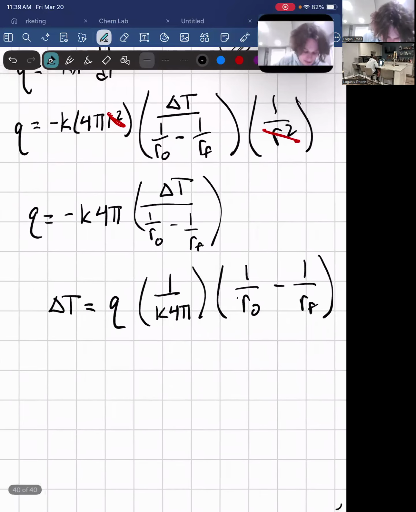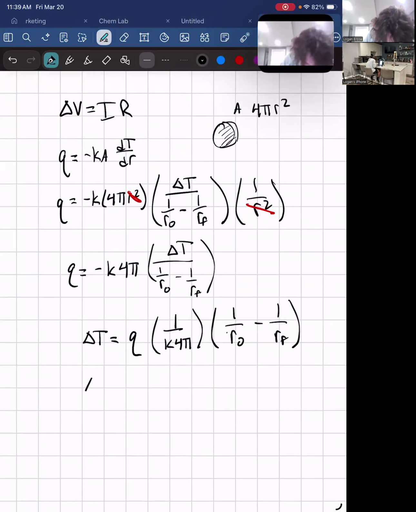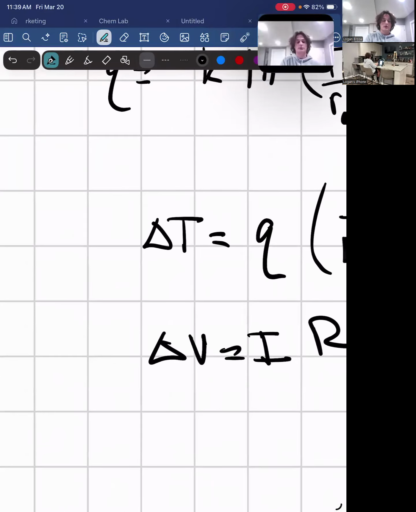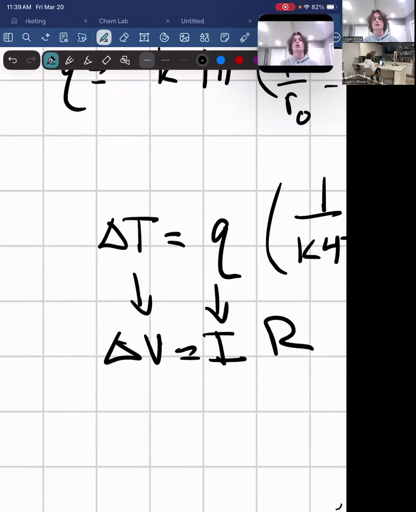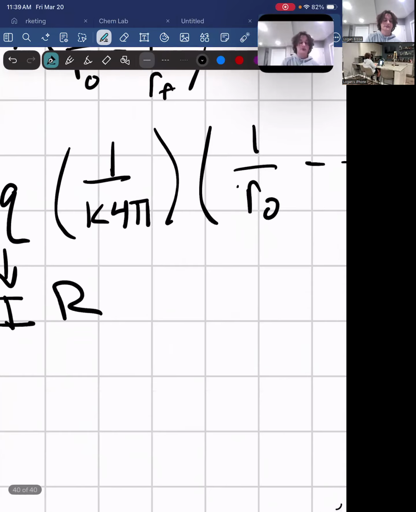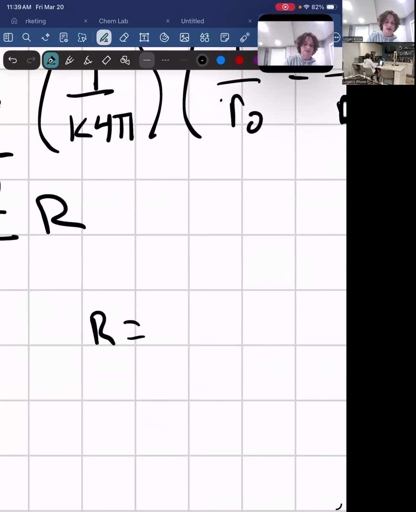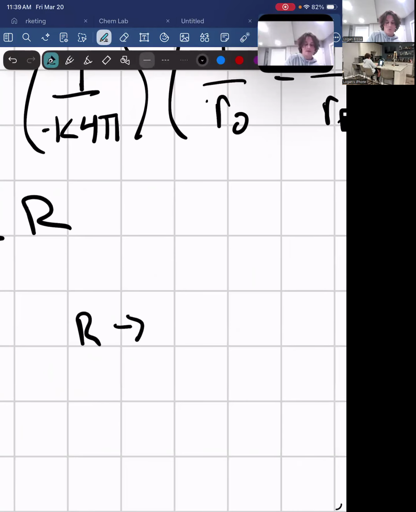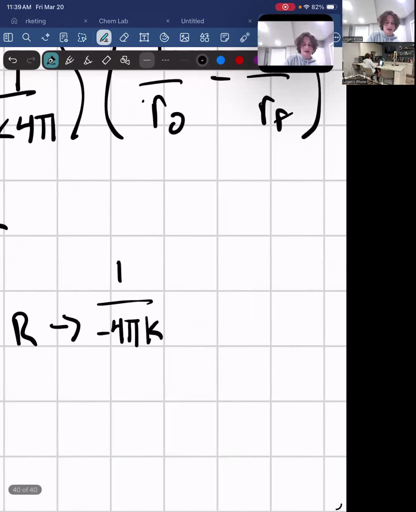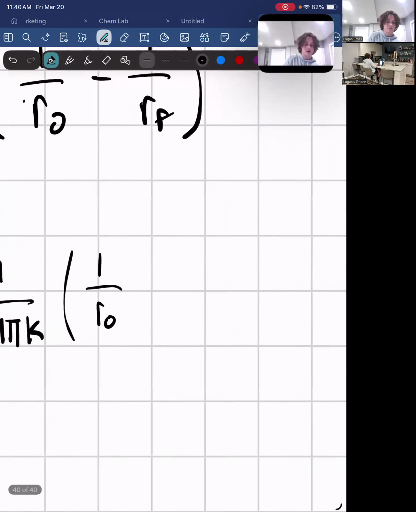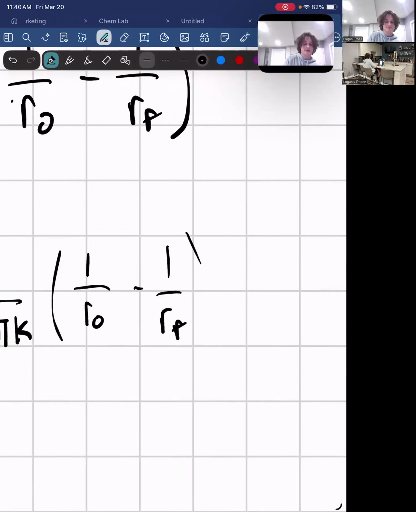And when we compare this to our Ohm's law, to our delta V equals I times R, we know that our change in temperature is related to our change in voltage. We know our heat diffusion is related to our current. And so our thermal resistance has to be related to 1 over negative 4 pi K times 1 over R initial minus 1 over R final.